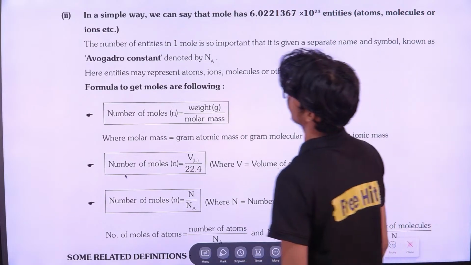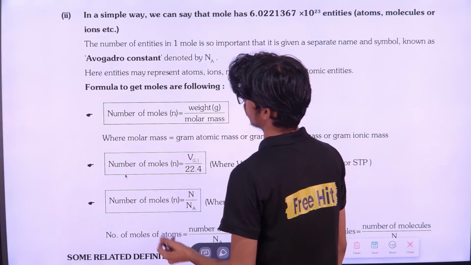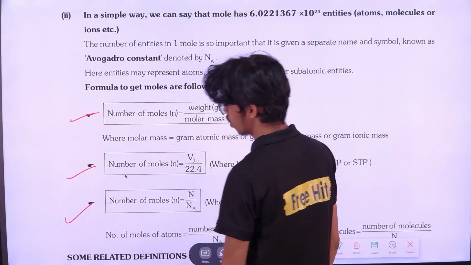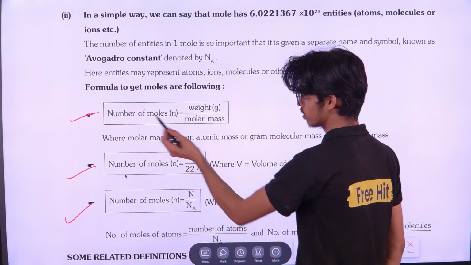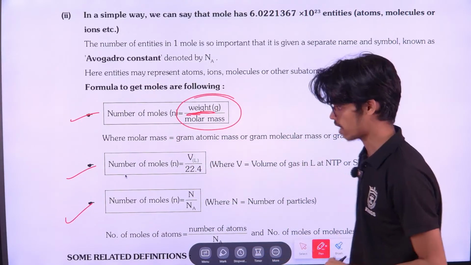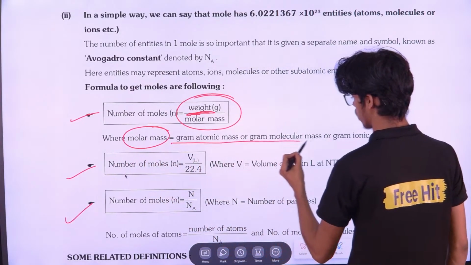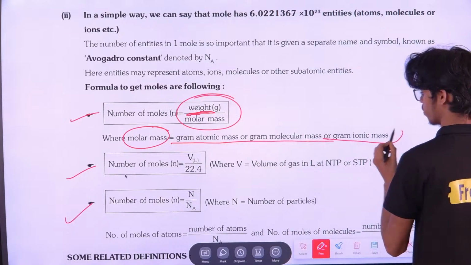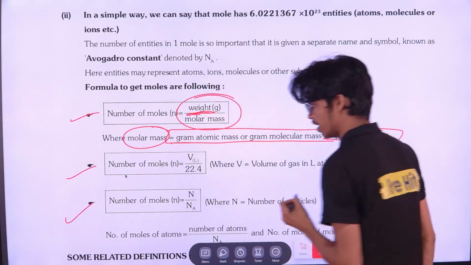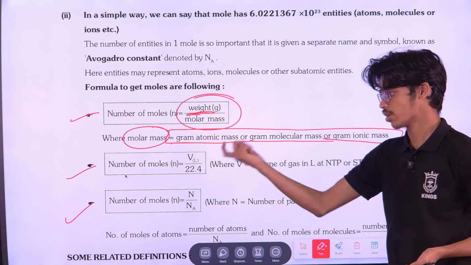So first of all, in a simple way, we studied about Avogadro's constant. Now here are some formulas, 1, 2 and 3, to find the number of moles. First, number of moles using the weight of the particle, mass of substance, where molar mass is equal to gram atomic mass or gram molecular mass or gram ionic mass. It is just the mass of 1 mole, that's it. That is called gram atomic mass.